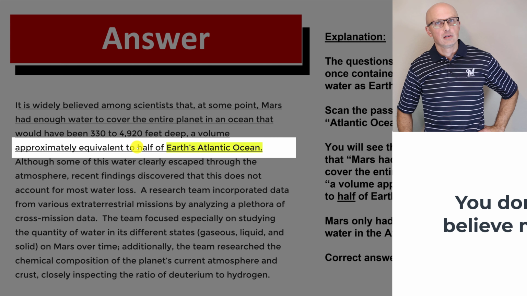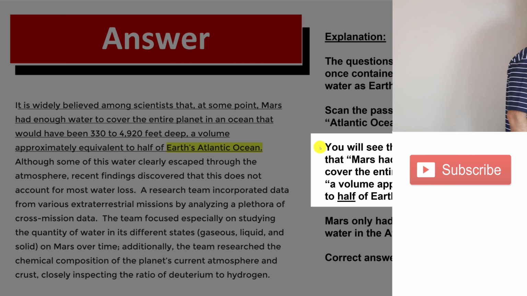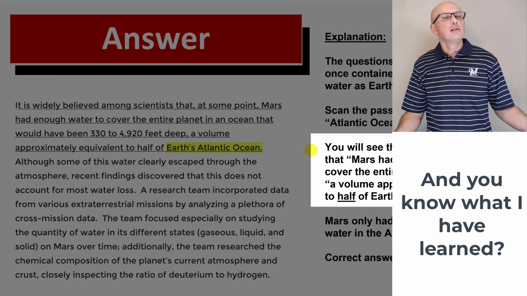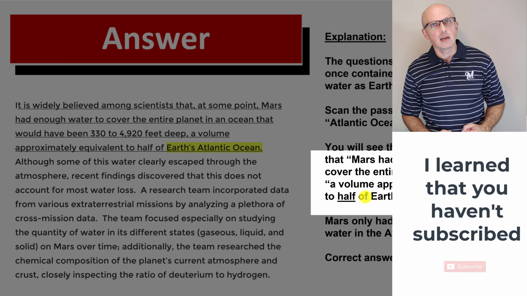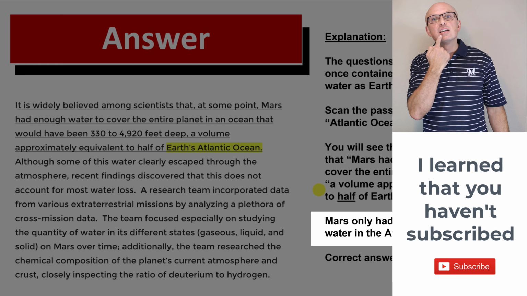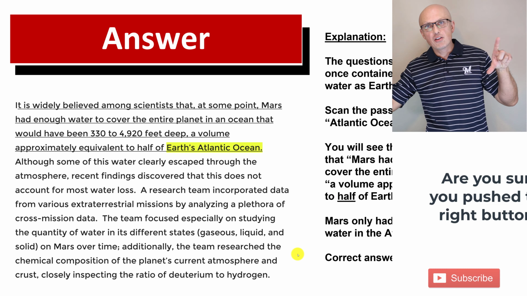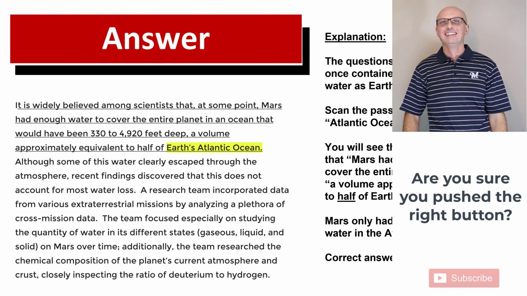And you can find this statement right here on line 4. Based on your scanning, you will see that the article states that Mars had enough water to cover the entire planet in an ocean, a volume approximately equivalent to half of Earth's Atlantic Ocean. Mars only had half of the amount of water in the Atlantic Ocean. So the correct answer here is choice B, false. Hopefully you've nailed this question and now know how to quickly answer similar questions in the test.